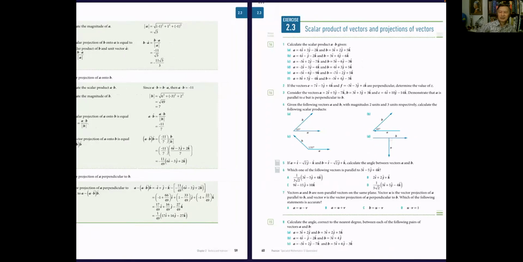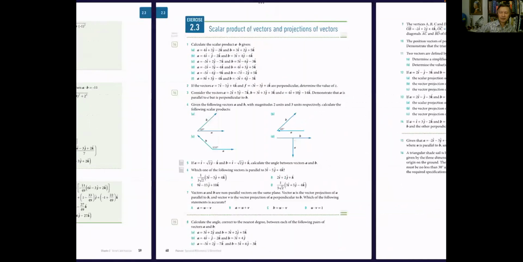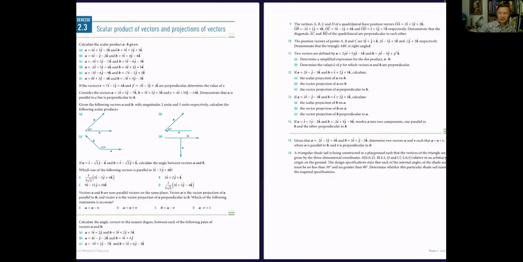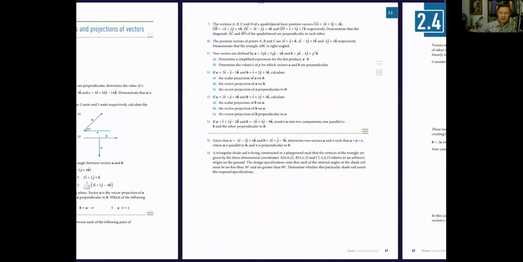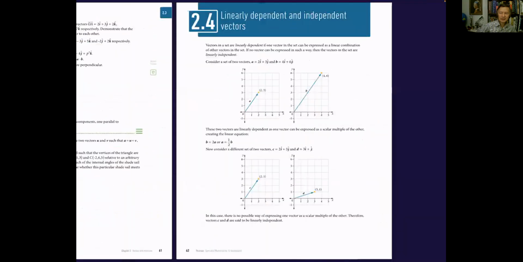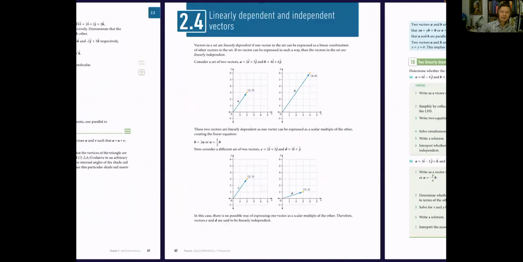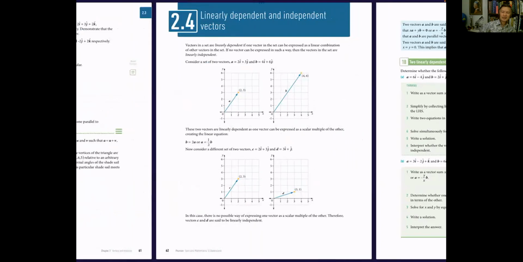Can you scroll down? Let's go on. You can go to the next section. This exercise is on linearly dependent and independent vectors. That gives some idea about what linearly dependent or independent vectors are. So this is background.